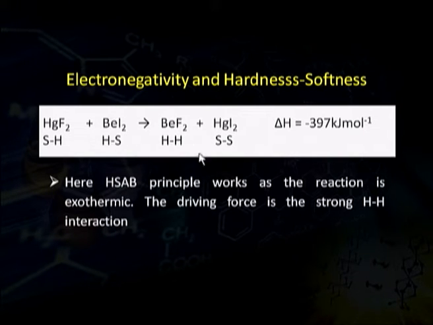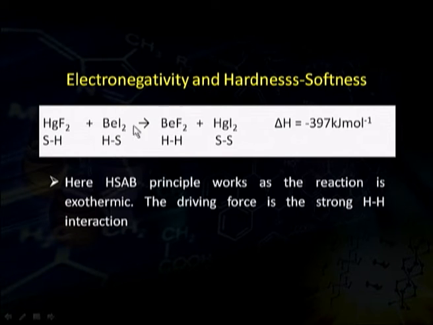In this example, we have mercury fluoride and beryllium iodide, in which mercury is a soft acid while fluoride is a hard base, and in beryllium iodide, beryllium is a hard acid while the iodide ion is a soft base. So, here we have a combination of hard-soft and soft-hard, which is unstable. So, it easily breaks up to form BeF2 and HgI2.